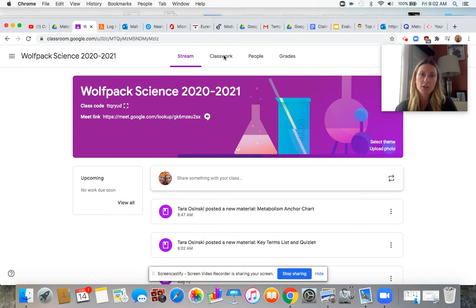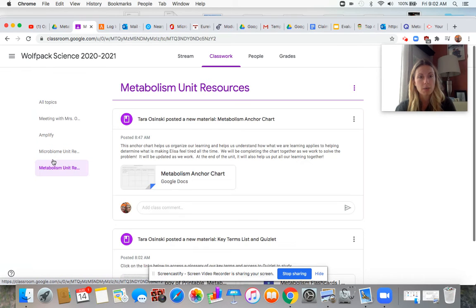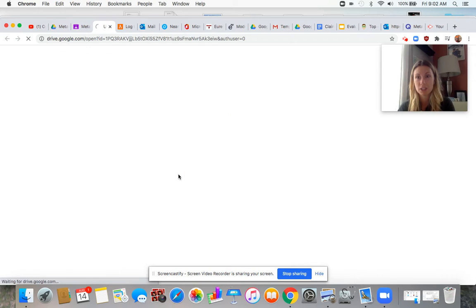So we're going to head on over to the classwork section of Google Classroom. And over here on the side, we're going to see the Metabolism unit resources. Now, when we click this, one of the things that's going to come up is our anchor chart. So we're going to work on filling that in together, and yours will update as I do it here.